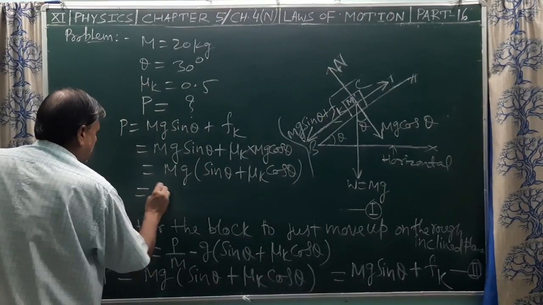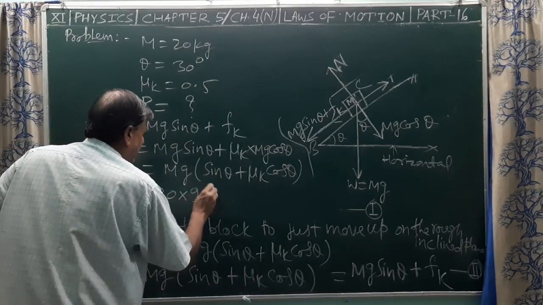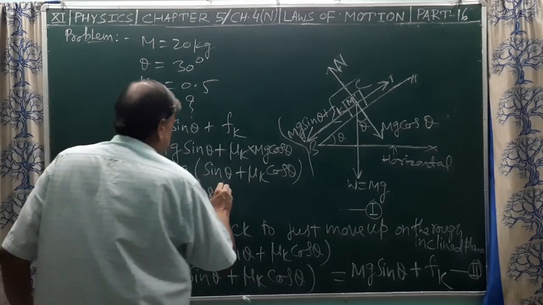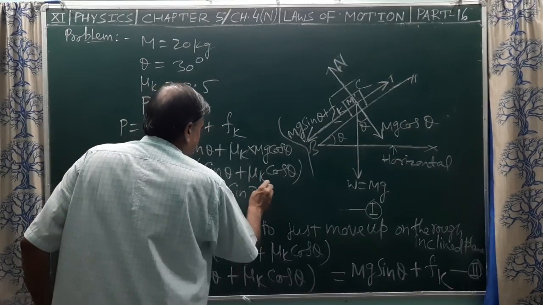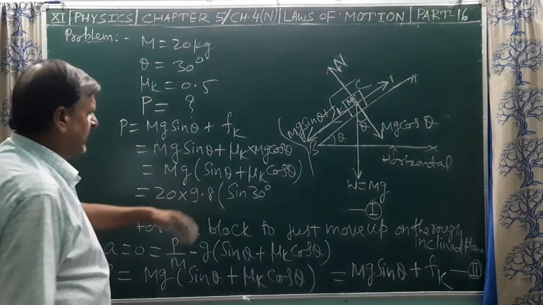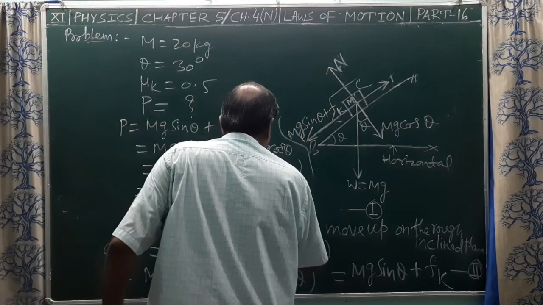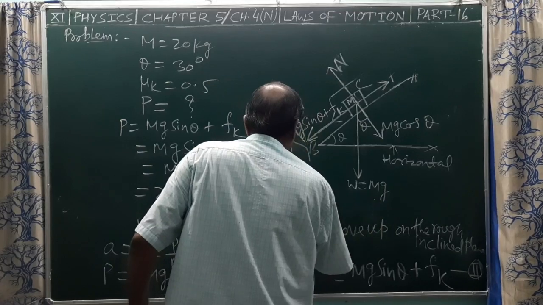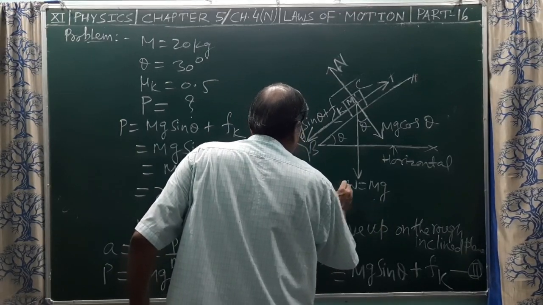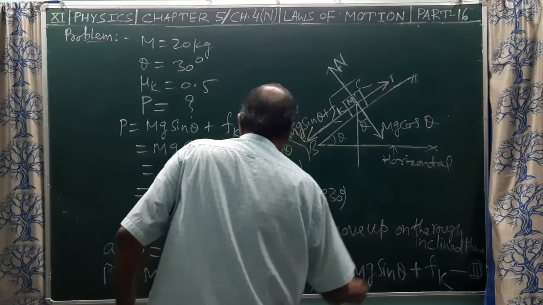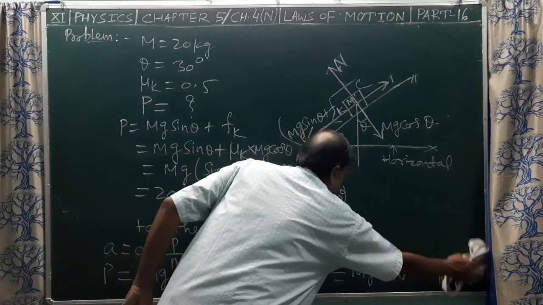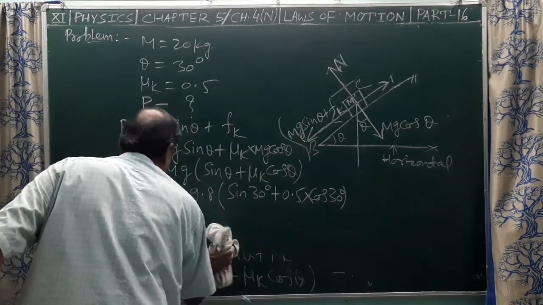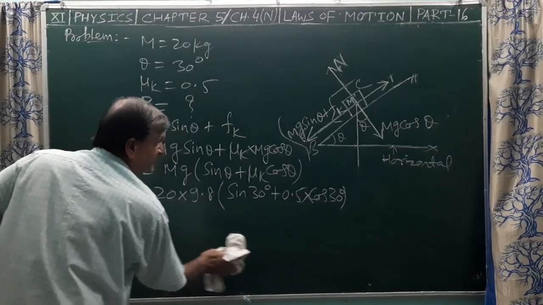m is 20 kg, g is 9.8 in this problem. Sin 30, since θ, the inclination of the rough inclined plane with the horizontal, is 30 degrees. And μk is given as 0.5, the coefficient of kinetic friction, and cos 30, since θ is 30 degrees. So we will get the result after calculation.